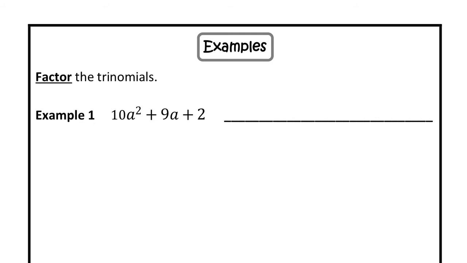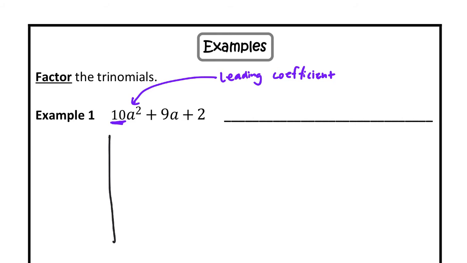Okay, so this 10 in the front is my leading coefficient. So the leading coefficient is this number in front. Okay. But we're going to make a table. So let's make this table here.